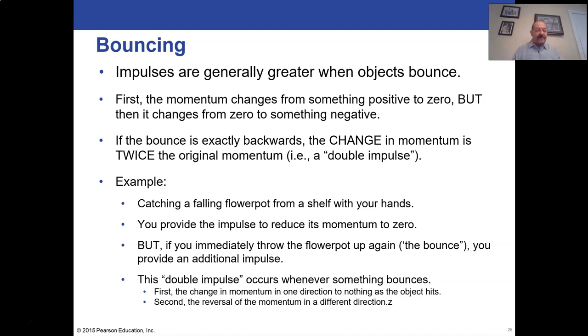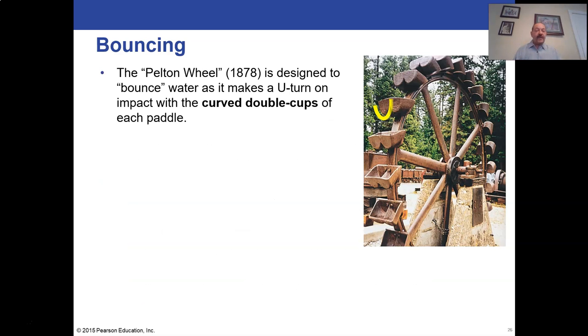So this double impulse occurs whenever anything bounces. It's not always exactly twice, depending on the angle, depending on the speed it comes in and the speed it comes out. But you have this first big change in momentum coming from one direction to nothing, and then from nothing to the other direction, sometimes the opposite direction.